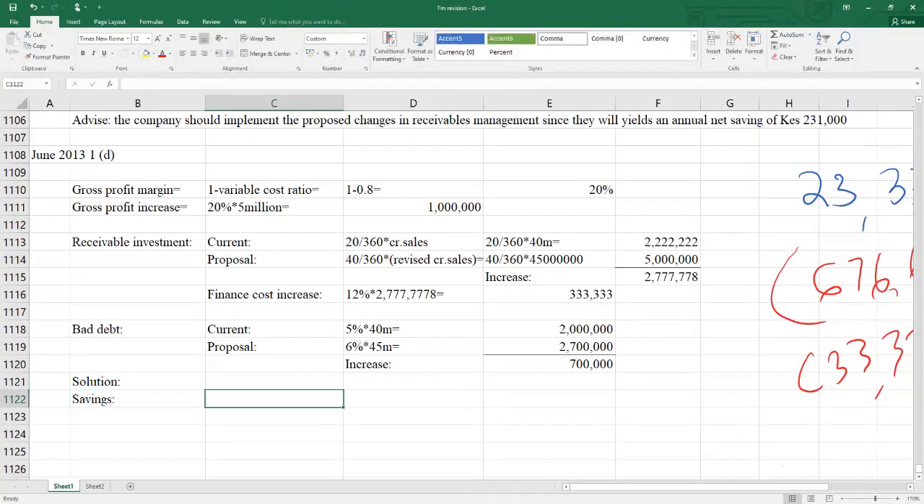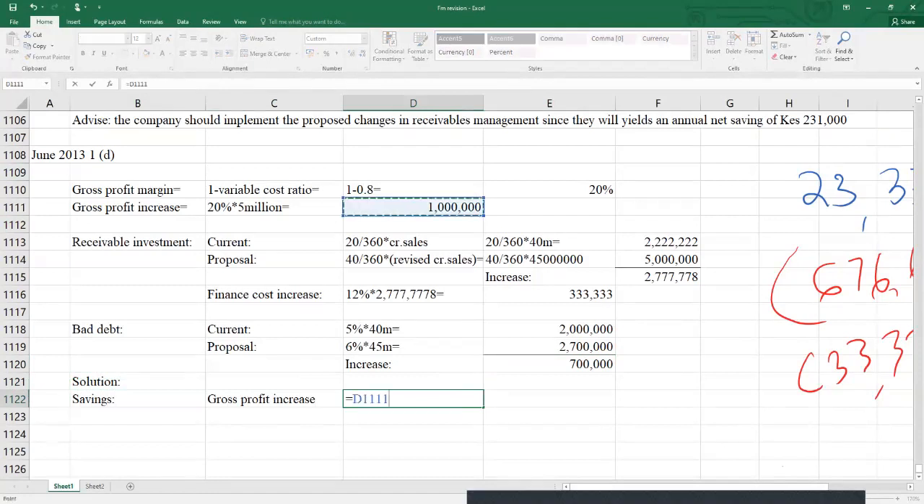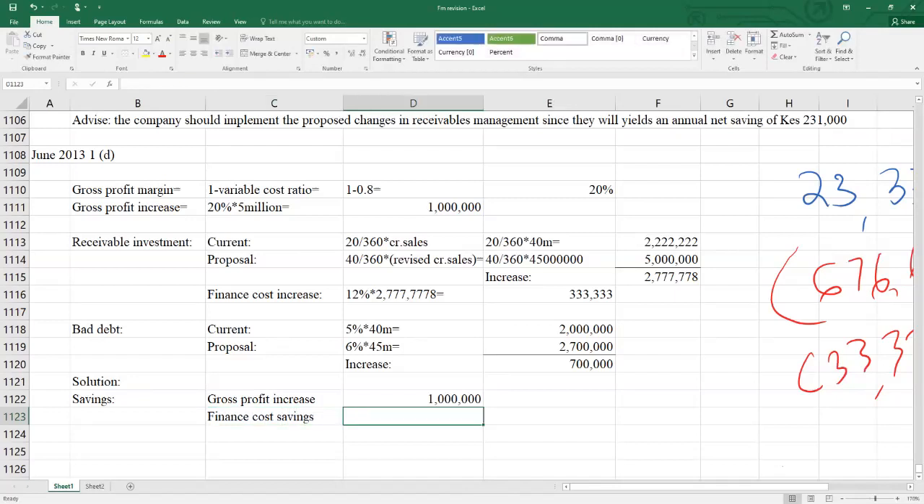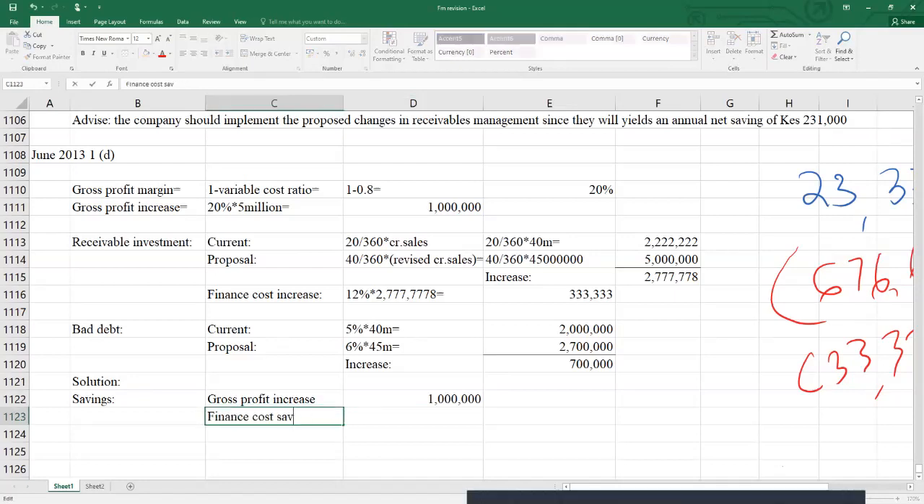So first is the increase in gross profit, which you have already done. We got 1 million. Then finance cost savings. Oh, finance cost is increasing. It's not a saving, isn't it? Yes, it is increasing. It's not a saving, it's a cost. So I think we can just begin by cost here because they can have cost.